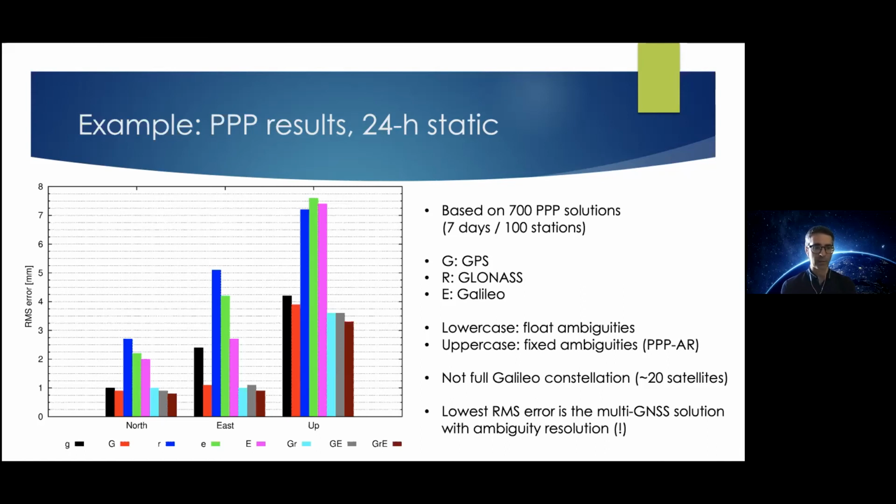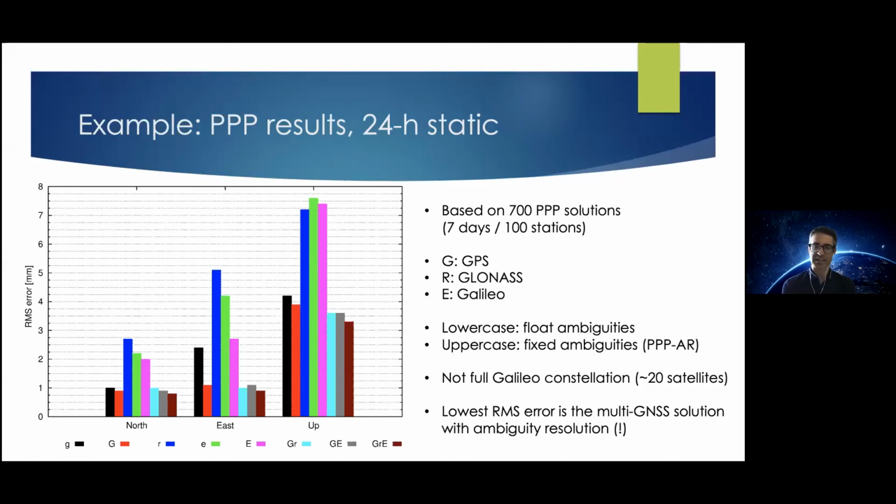And really the takeaway from this plot is the benefits of ambiguity resolution for both GPS and Galileo. For instance, you can look at the east component and compare the float and fixed solution for GPS in the black and red bars, or for Galileo in the green and purple bars. So we see a clear improvement that is due to ambiguity resolution. And surprisingly, the lowest RMS error is the multi-GNSS solution with ambiguity resolution in brown.